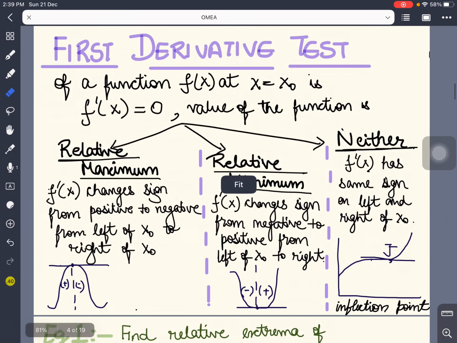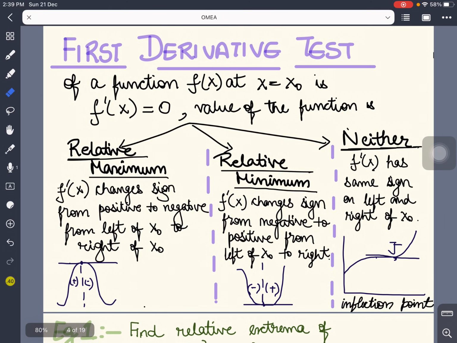Now let's look at the first derivative test. Let the function be f(x) and the first derivative be denoted as f'(x). The first derivative plays a very important role in the search for extreme values. Before coming to the conditions, we are assuming that y equals f(x) is a continuous function and possesses a continuous derivative. Let's look at the conditions for finding the extreme values.